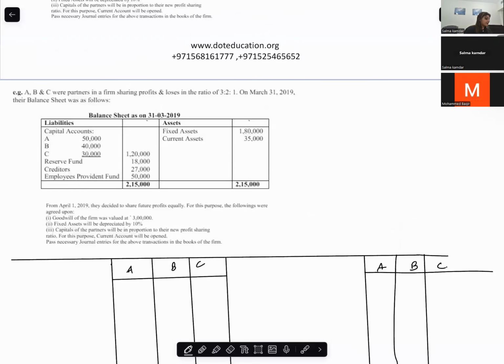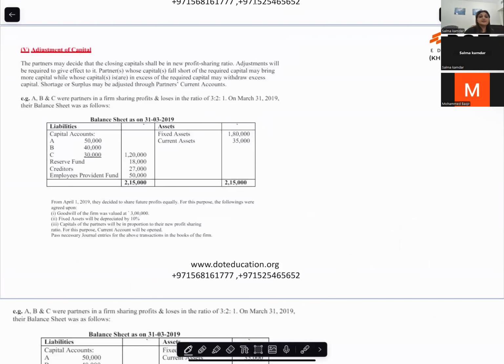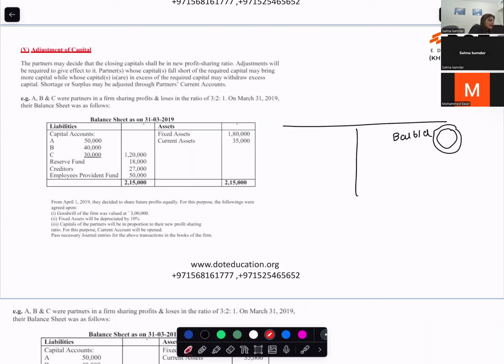What we were doing, you have to adjust the partner's capital account in the new profit sharing ratio. What happens is your partner's capital account already has a balance over here, which is the opening balance. And they say that the partner's new balance, the closing balance, should be as per the new profit sharing ratio. So this capital should be as per the new profit sharing ratio. So this will already be given to us.